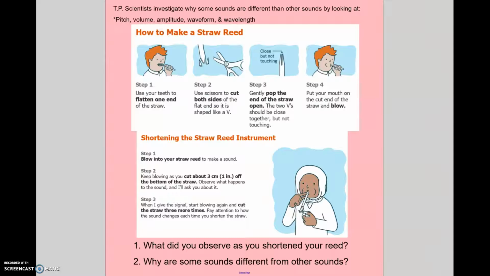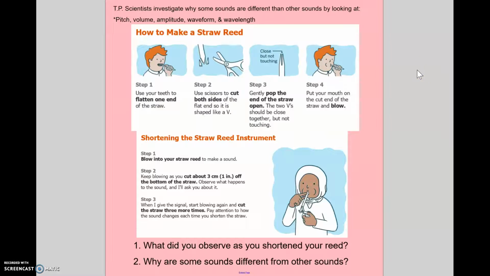Now, if you have these materials at home, I would love if you could try this experiment. You're going to make a straw reed so you can investigate why some sounds are different than others on your own. So you'll need a straw and you'll need scissors. If you have those materials, I'm going to show you how we can make a straw reed. First, you're going to use your teeth to flatten one end of the straw, and you'll use scissors to cut both sides of the flat end so it's shaped like a V. You're going to gently pop the end of the straw open. The two V's should be close together but not touching. Then you can put your mouth on the cut end of the straw and blow.